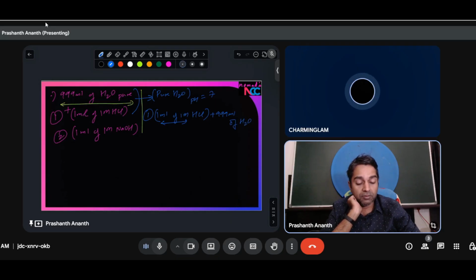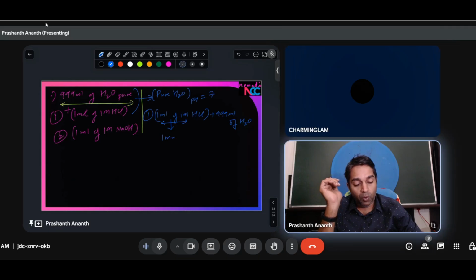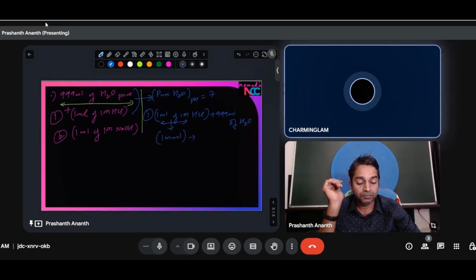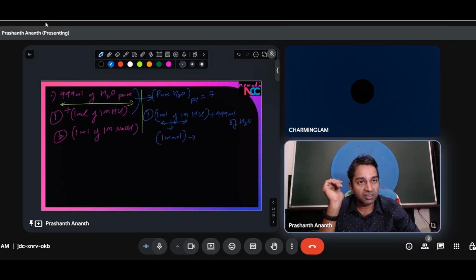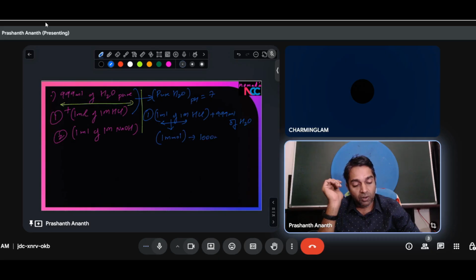So how many millimoles of HCl? Go step by step. Don't jump. 1 millimole. That 1 millimole is now in how much volume? The 1000 ml. That means what is my concentration of H plus here?